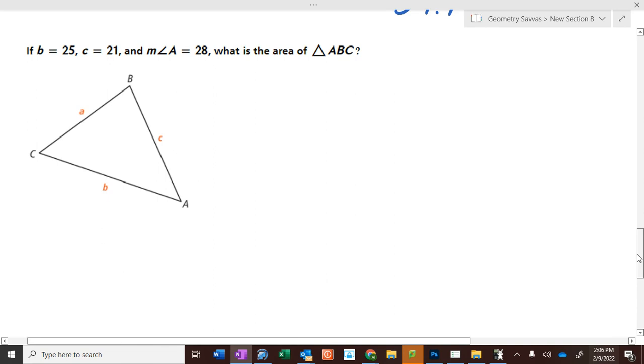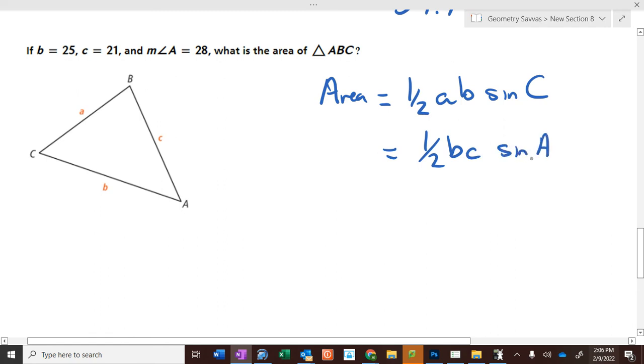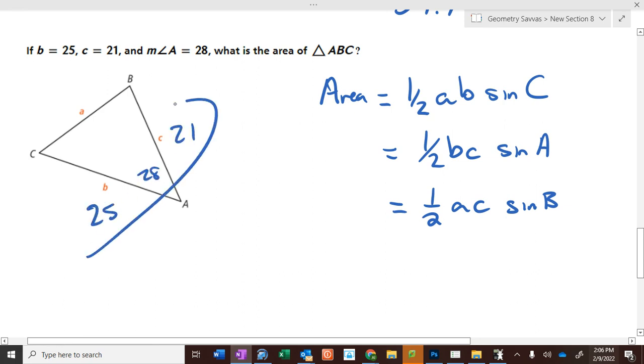Area. What is the area of this triangle? Okay. Area formula for a triangle is 1/2 AB sine of C, or 1/2 BC sine of A, or 1/2 AC sine of B. They're all the same, it's just side angle side. Okay, so side B is 25, side C is 21, angle A is 28. If you have side angle side, then the area is just that.